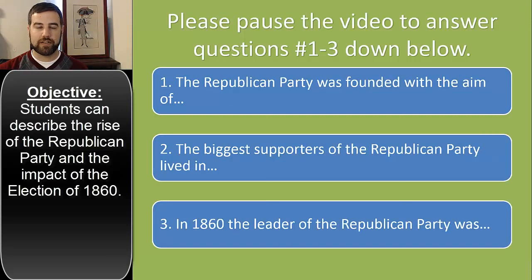So the Lincoln-Douglas debates are going to be the event that allows Lincoln to be known publicly, and that's going to help him win the election in 1860. Otherwise, nobody would really know who he was without those debates he had with Stephen Douglas in Illinois, and they're publicized throughout the country. So I want you to go ahead and pause the video right here and answer questions 1 to 3 down below, and then when you're ready, go ahead and resume.